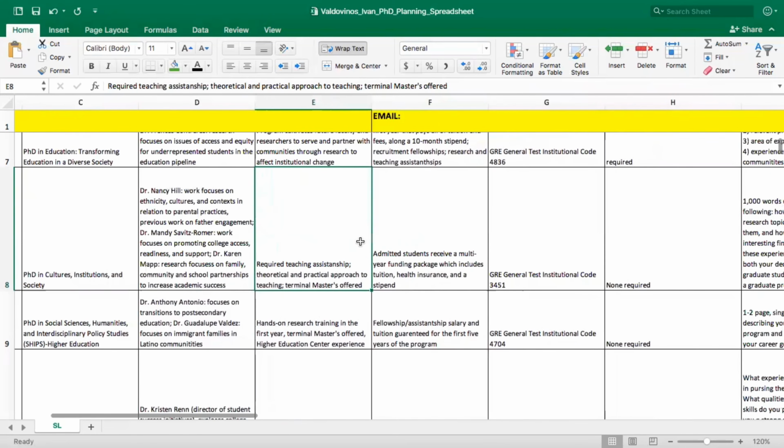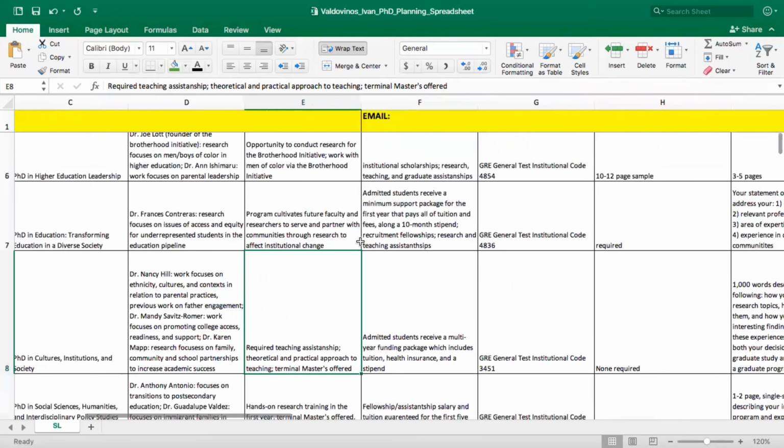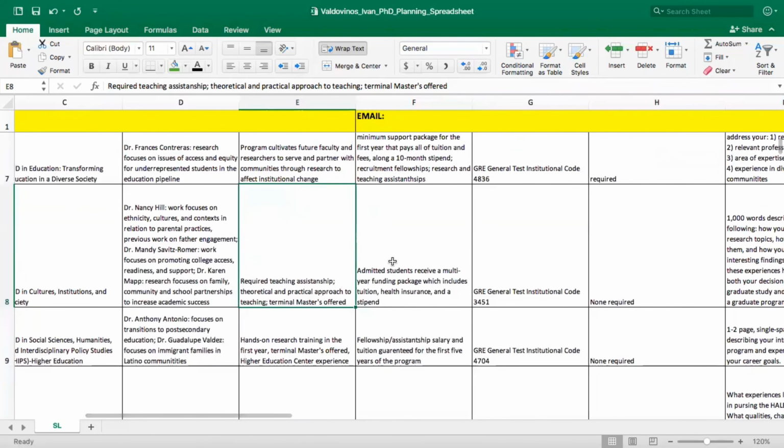One of the reasons I wanted to select this program was because they required teaching assistantship, which meant that I would be able to be trained as a teacher or professor, and that's something that I'm considering as a career. They also had a theoretical and practical approach to teaching, and they offered a terminal master's as you went along through your PhD journey.